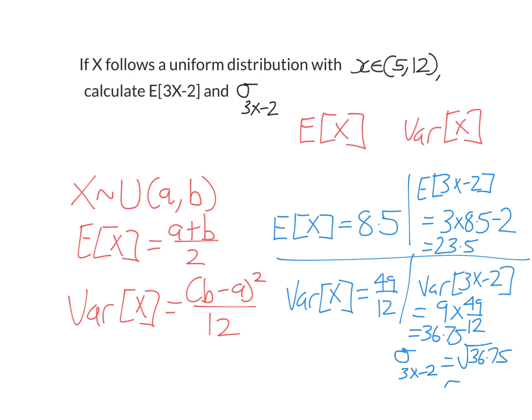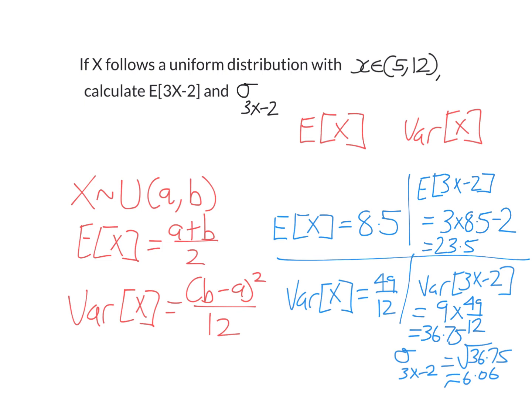and so the standard deviation of 3x minus 2 is just the square root of the variance, which is about 6.06. So if you're asked to calculate expected value, variance, or standard deviation of ax plus b, first calculate E of x and variance of x in the normal way, and then use the rules on the previous slide.